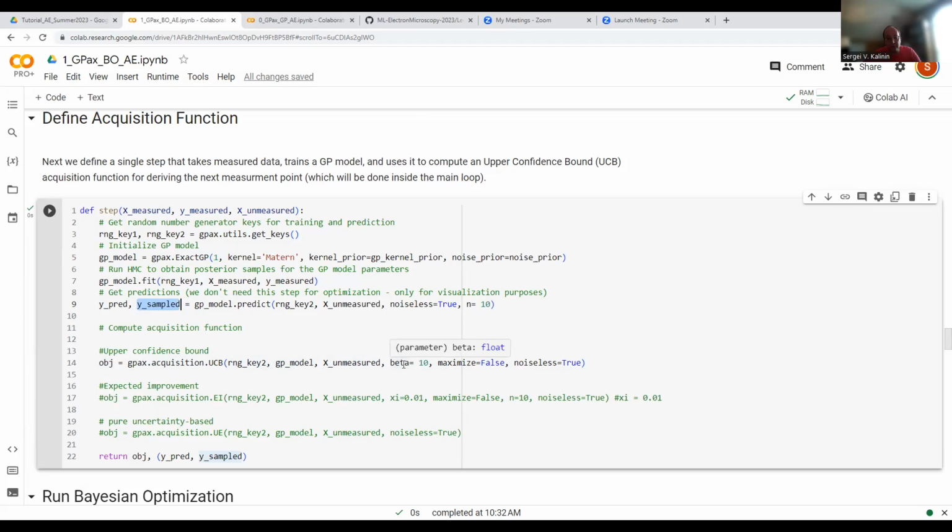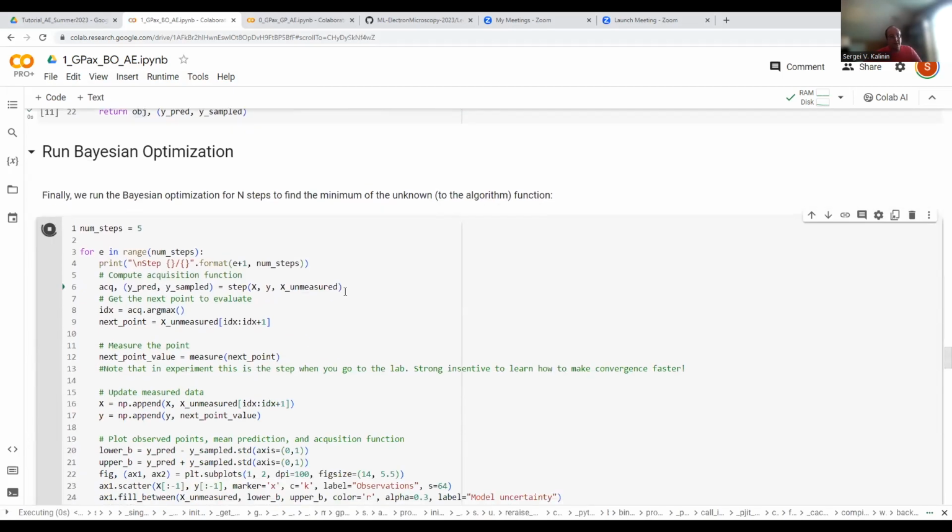We take some parameter beta, our hyperparameter that controls the balance between exploration and exploitation, and that's it. So then we return the value of the acquisition function, and we also return the predicted mean function and sampled. Notice that for illustrative purposes, I give the opportunity to use either the expected improvement or the uncertainty. So if you want to run it with a different acquisition function, just comment this line and uncomment these lines.